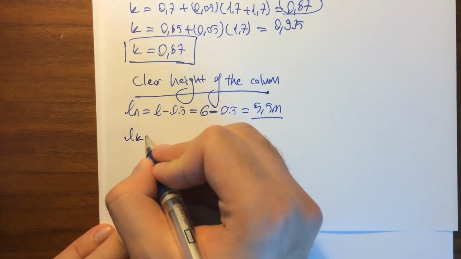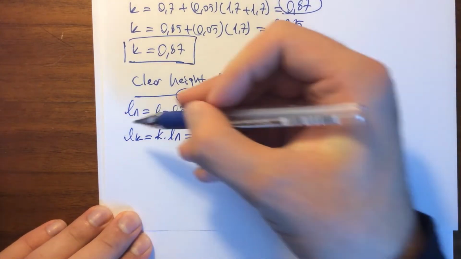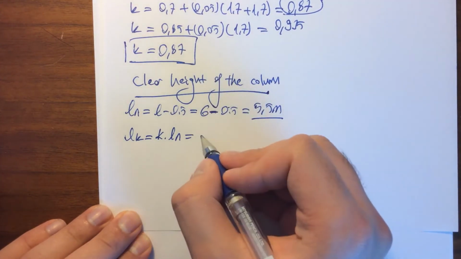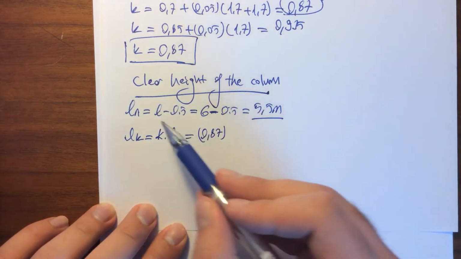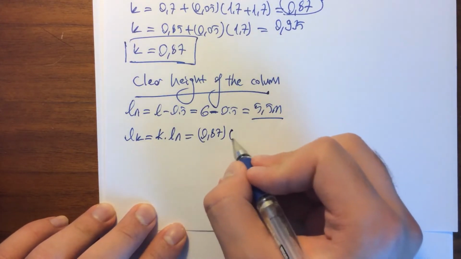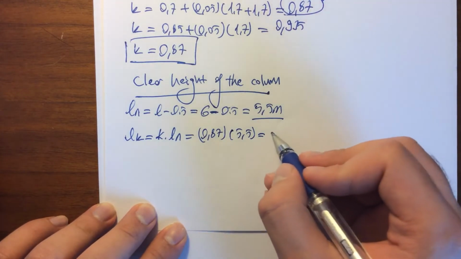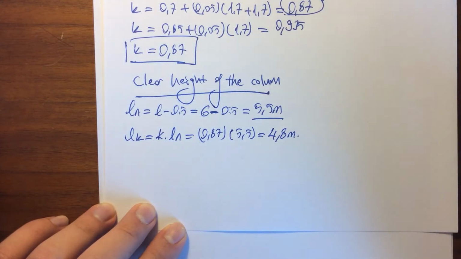So for getting the LK, we are going to multiply this ln value with the k value that we have found above. So our k value is 0.87 and our ln was 5.5, so I'm multiplying this with that. And when we do that, the answer is 4.8 meters.